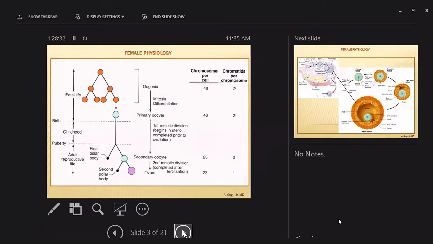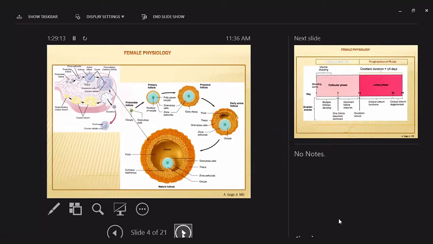And then, during the secondary oocyte, the formation of the ovum from primary oocyte, secondary oocyte takes place. And second meiotic division is completed after fertilization. During the formation of the secondary oocyte, the second polar body is produced. So, isa lang talaga. It's only one. Not two.